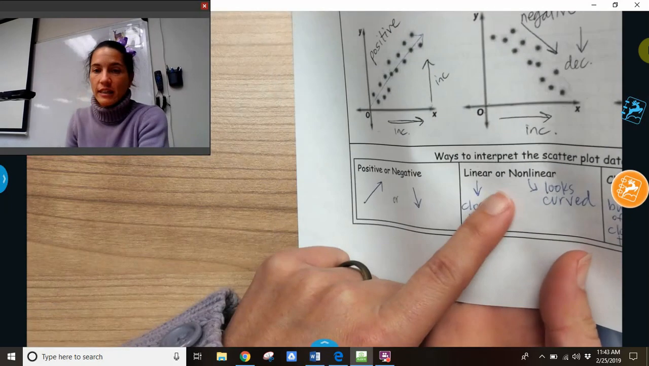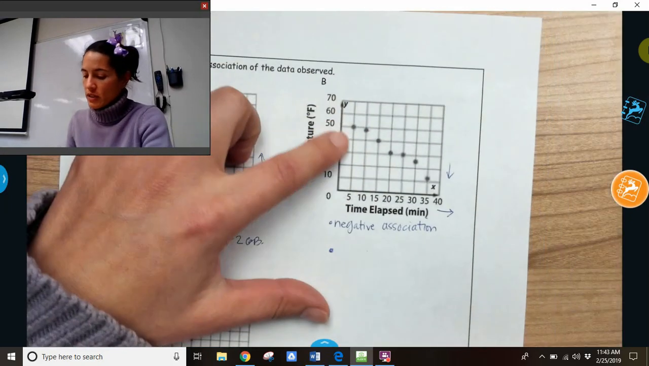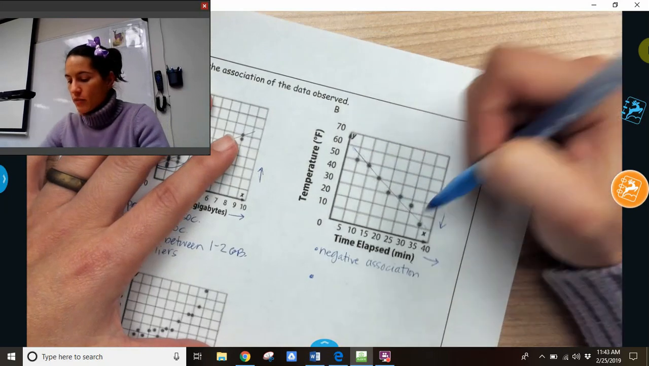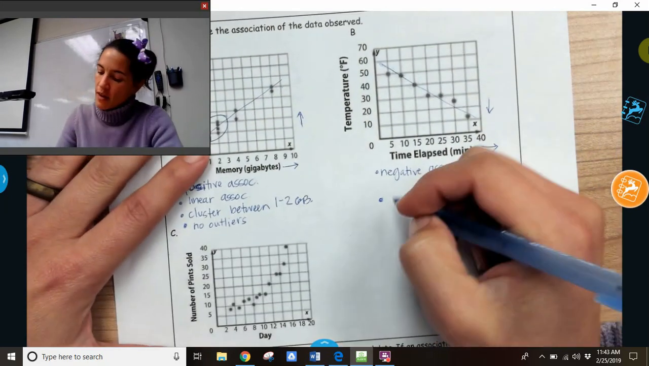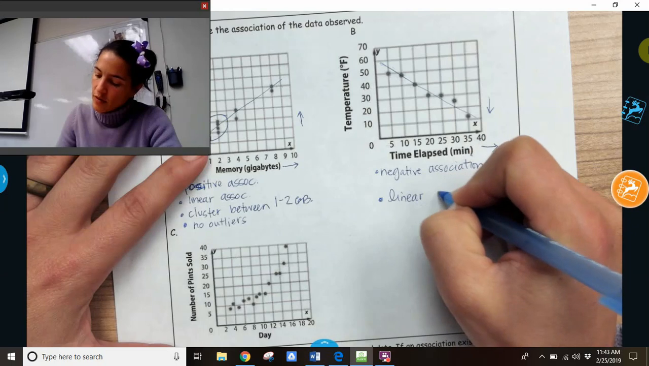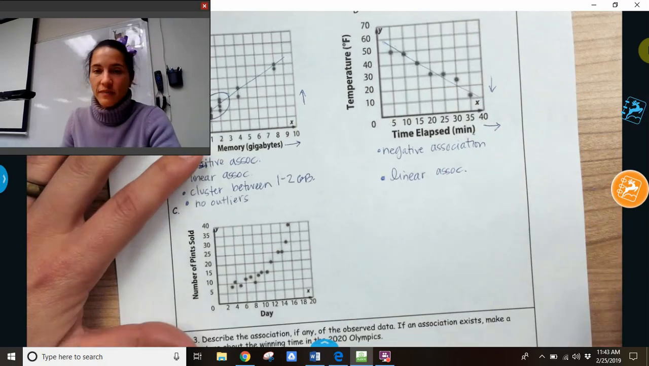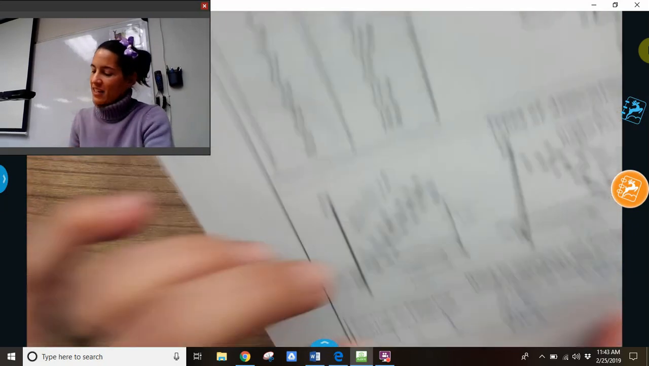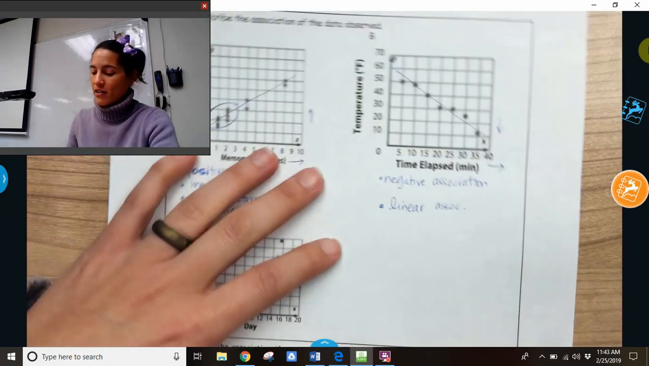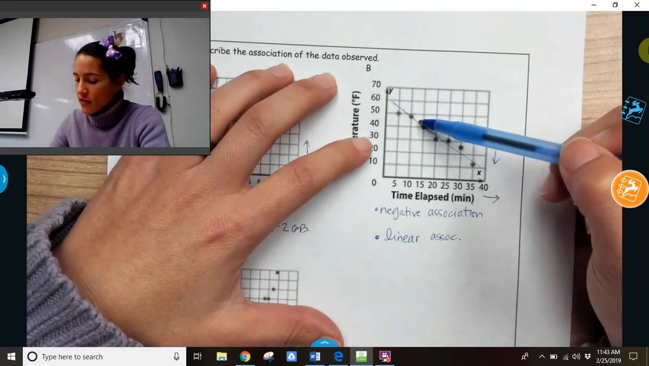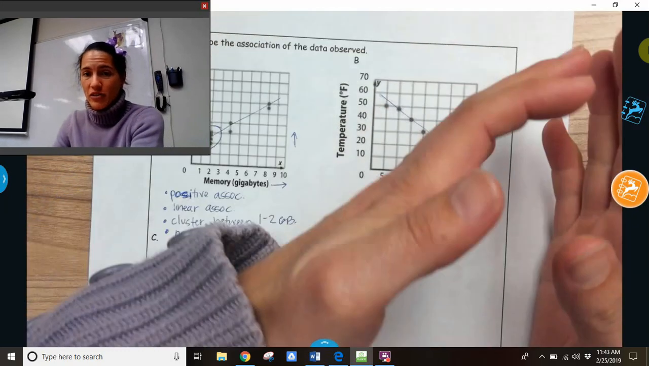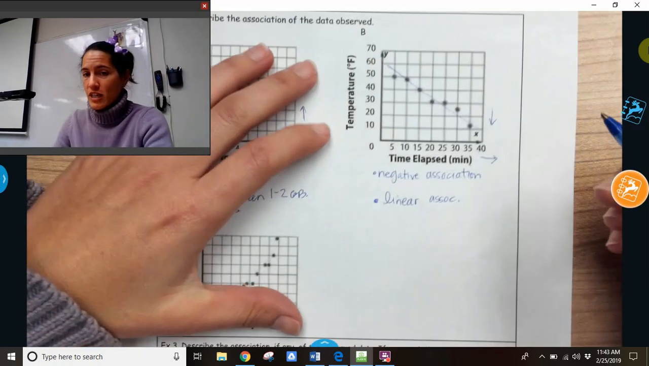So the next one is, is it linear or nonlinear? This one looks pretty linear, because if I were to draw a line, it would follow a straight line. So we have a linear association. And then the next one is, do I have any clusters or outliers? Well, it looks like these are all pretty evenly spread out. I don't see any clusters. I don't have a bunch of my ordered pairs close together.